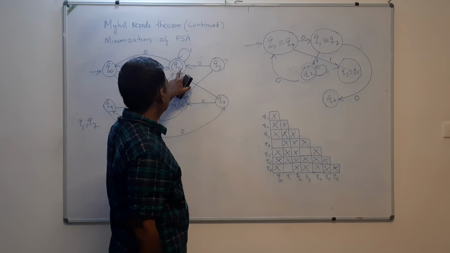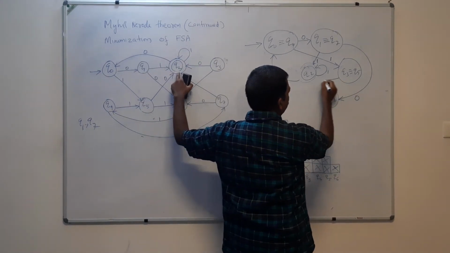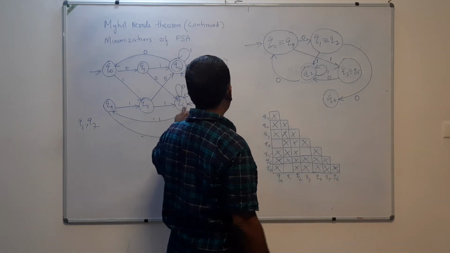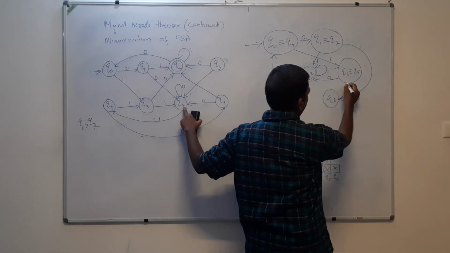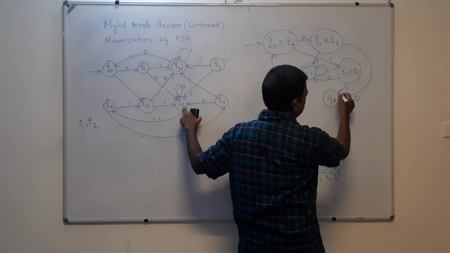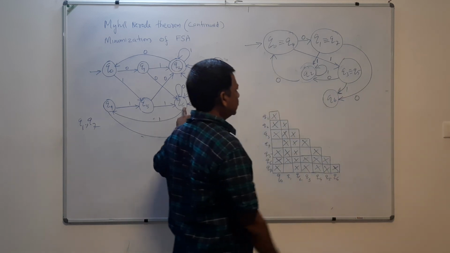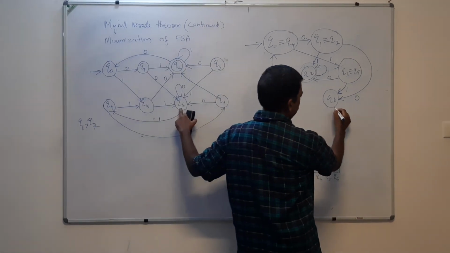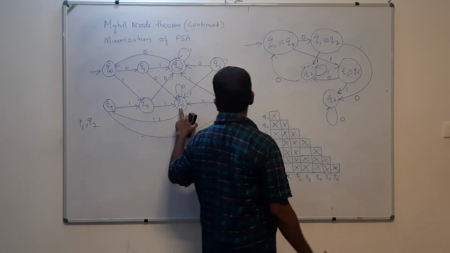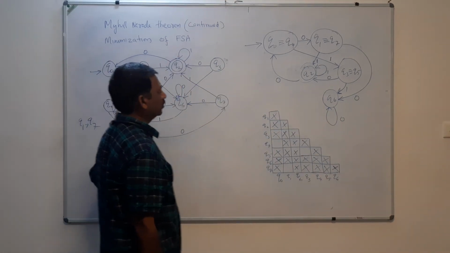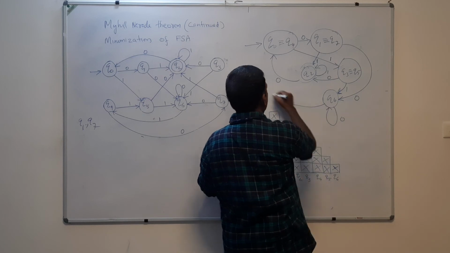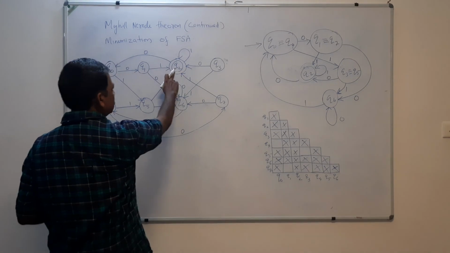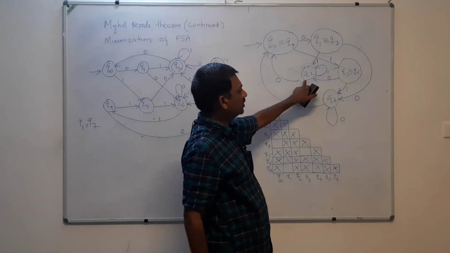And what about Q3? Q3 on 0 is Q2. Q3 on 1 is Q6. And what about Q6? Q6 on 0 is this, and Q6 on 1 is coming back to Q4. That means Q4 belongs to this, on 1. Here the final state is Q2. So here also the final state is Q2.